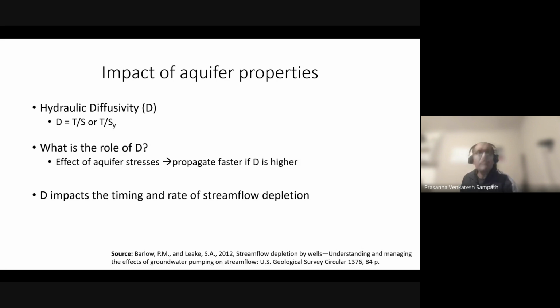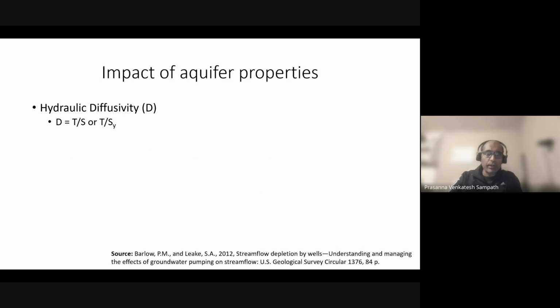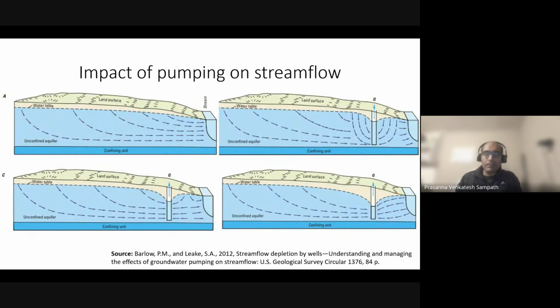Okay, so this impacts both the timing and the rate at which the stream flow will get depleted, right? So this term stream flow depletion refers to, let me just go back, right? In this last figure, you start seeing stream flow getting sucked back into the aquifer because of this prolonged pumping, right? So the stream previously, before pumping started, used to have base flow coming into it. So this is base flow.